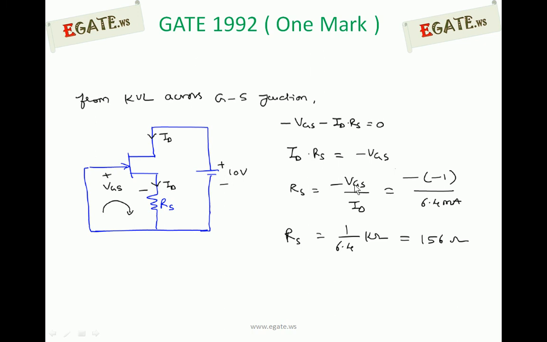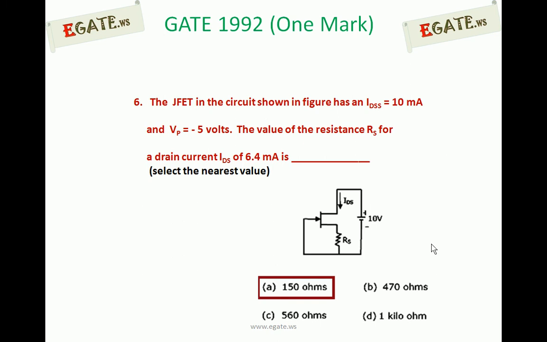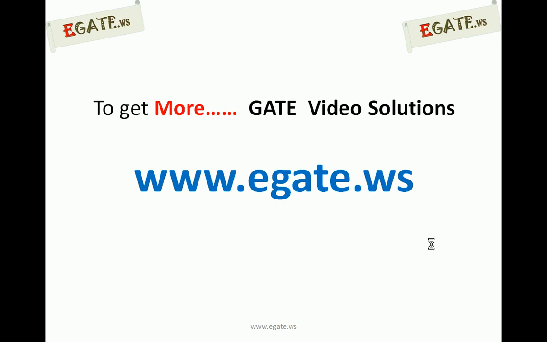RS is equal to minus VGS by ID. VGS is minus 1 volt. Minus of minus is plus 1. So 1 by 6.4 kilo ohms, which is equal to 156 ohms. It is not given in the options. The approximate value is 150 ohms. So the right option for this question is A, 150 ohms. Thank you.